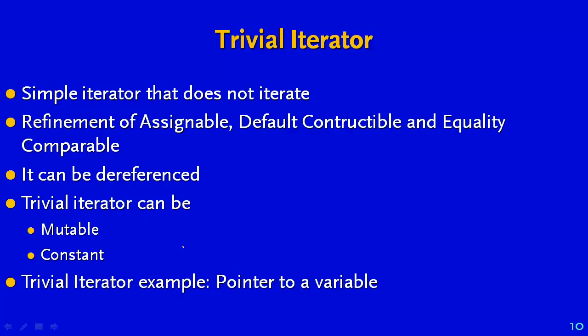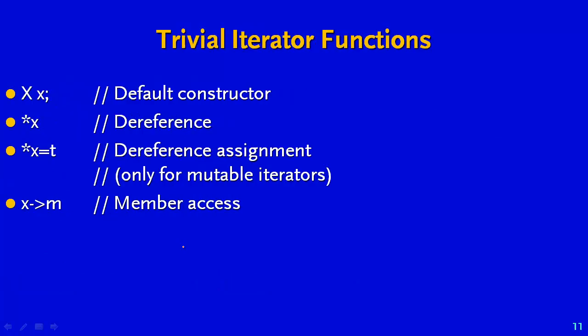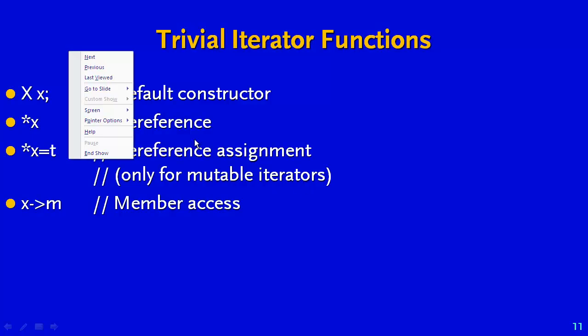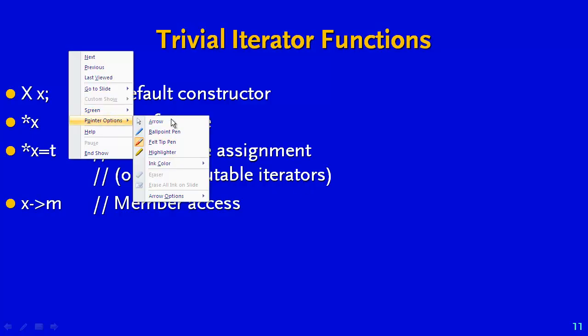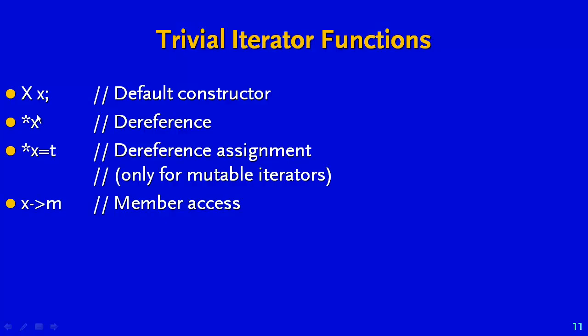Now the trivial iterator, maybe I can just skip this point here, but let me just show you the syntax. So here's a default constructor of an object of an iterator. I can dereference it. All of these operators are implemented. So X will be typically an iterator. So what can you do?